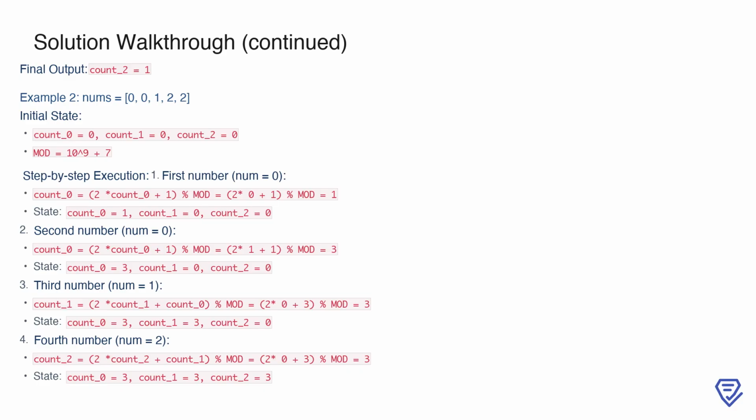Now, consider the second example, nums equals 0, 0, 1, 2, 2. Again, we start with all counters initialized to 0.